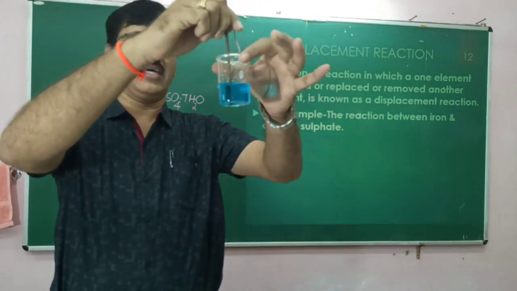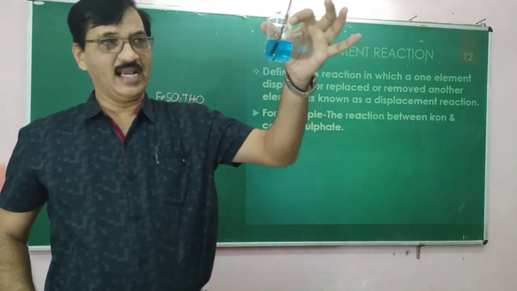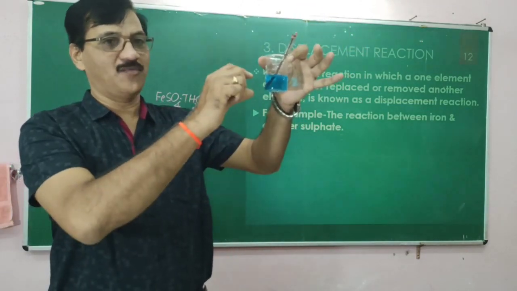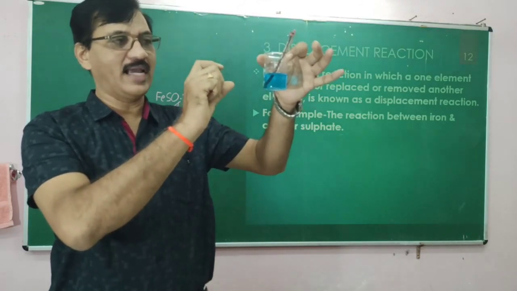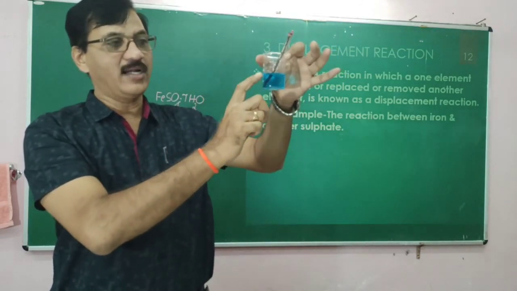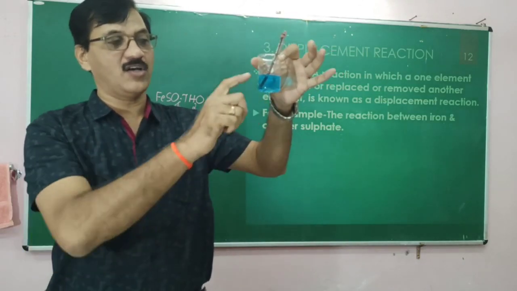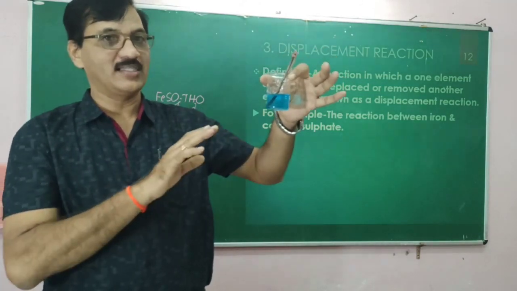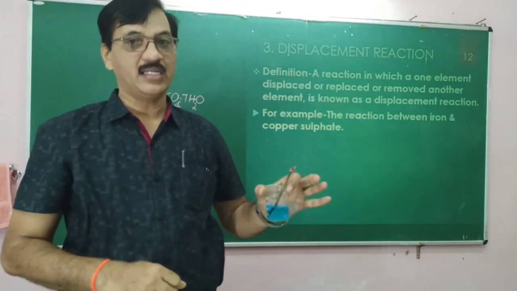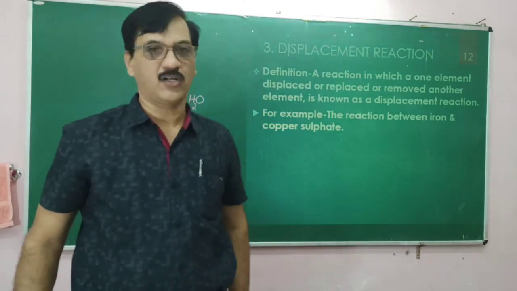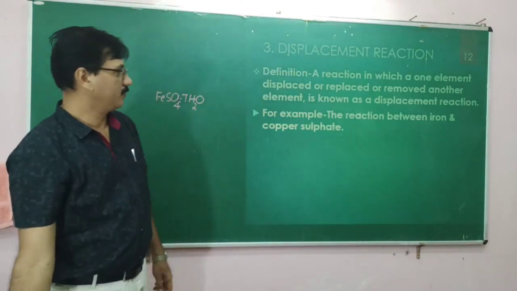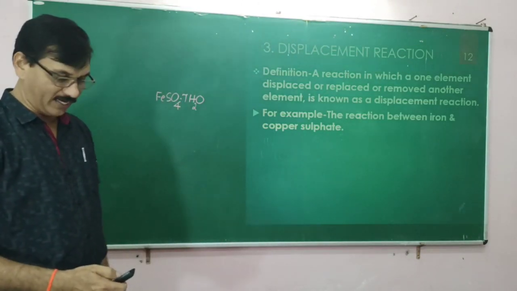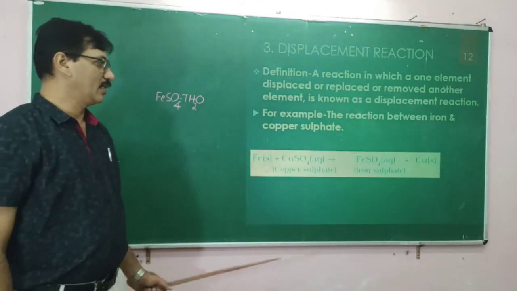If I insert this iron nail, the reaction takes place slowly, and you will find the portion which is dipped gets a deposit of copper, and also the color of the copper sulfate changes to light green. So it is a slow reaction, may take some time. In the meantime we will look into the theory part of it. The iron reaction with copper sulfate is an example of displacement reaction.